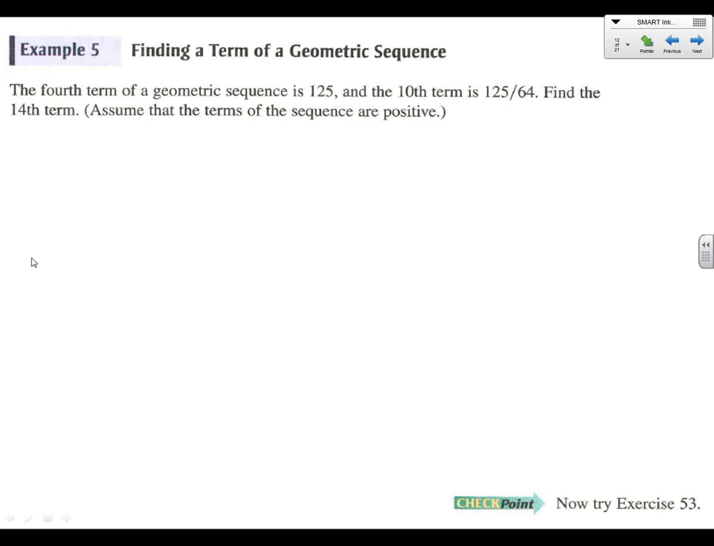All right, so now we get a little more complicated here. The 4th term is 125. The 10th term is 125 over 64, but they don't tell you the first term, and they don't tell you r, and we need to find the 14th term. So let's find r first.